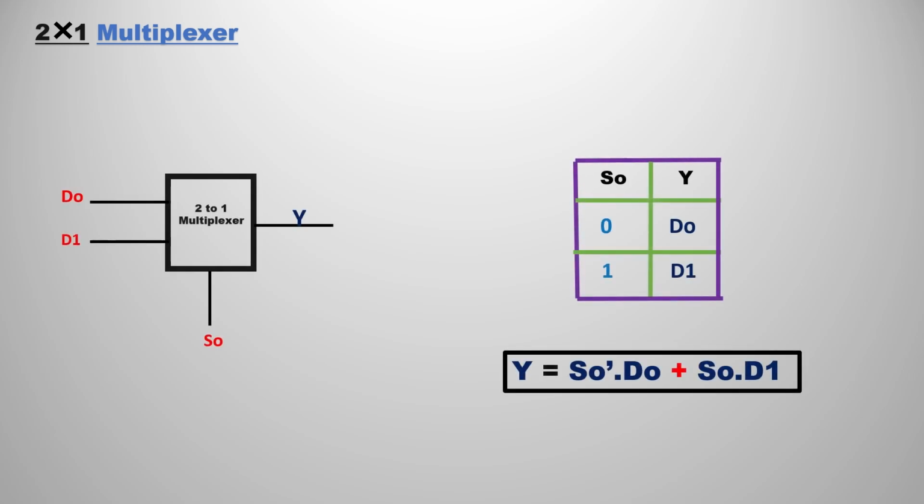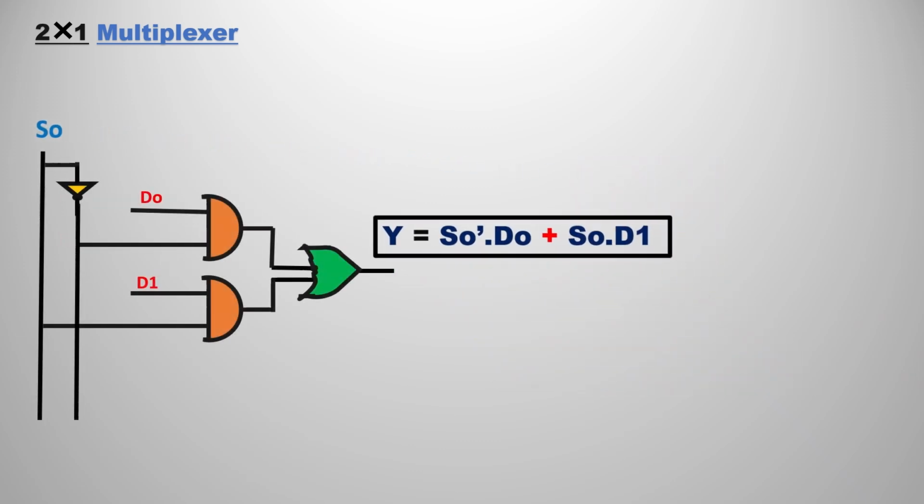So after getting the output expression for y, that is S0 bar D0 plus S0 D1, we can also simply formulate the circuit diagram. I hope you know how to do that. So for the 2x1 multiplexer, let's see the circuit diagram for this with the help of the output expression. So this is the circuit diagram for the 2x1 multiplexer.